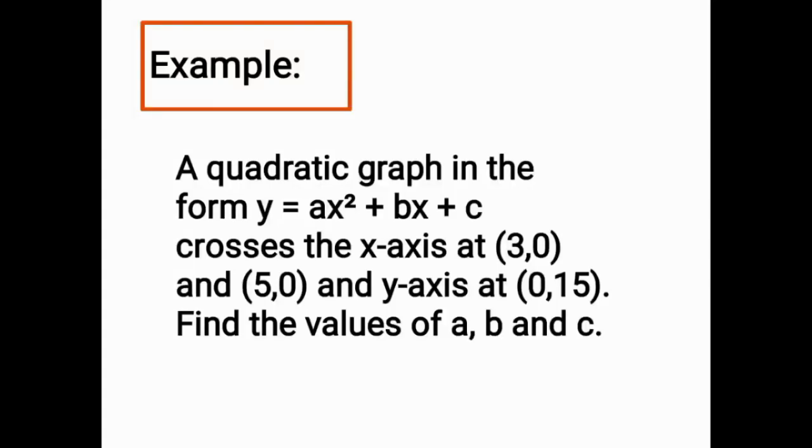Now, let's take a look at this example. A quadratic graph in the form y equals ax squared plus bx plus c crosses the x-axis at 3 and 5 and y-axis at 15. Find the values of a, b and c.